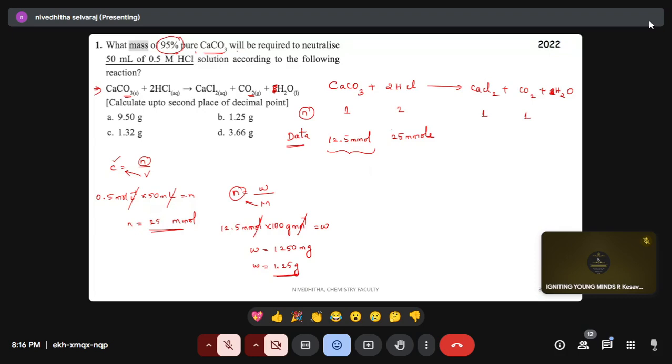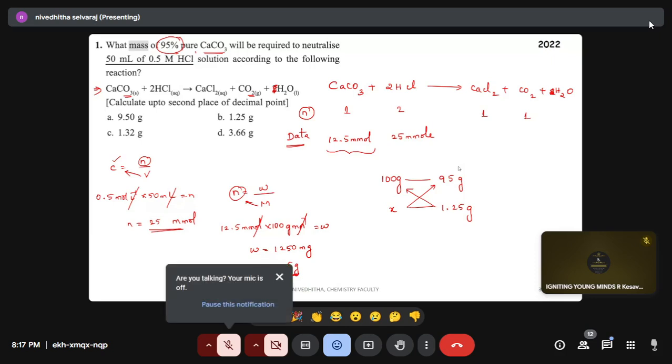But unfortunately, the calcium carbonate was just 95% pure. Which means if I take 100 gram of calcium carbonate, I'll have only 95 gram of pure calcium carbonate, right? Now, how much calcium carbonate do I need? According to this calculation, we need 1.25 gram. So how many grams of 95% pure calcium carbonate do I have to take? Just cross multiply it and let me know the value of X. 1.32 gram, ma'am. That's it. So the answer is 1.32 gram.